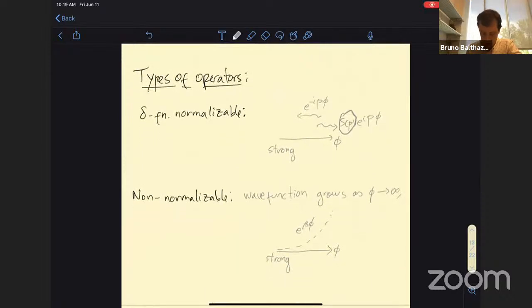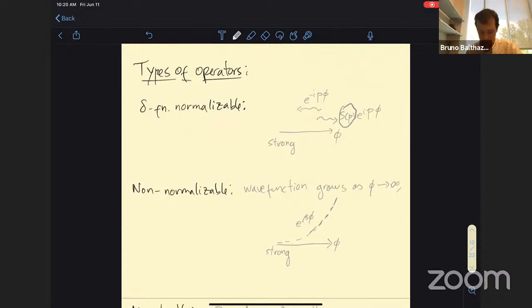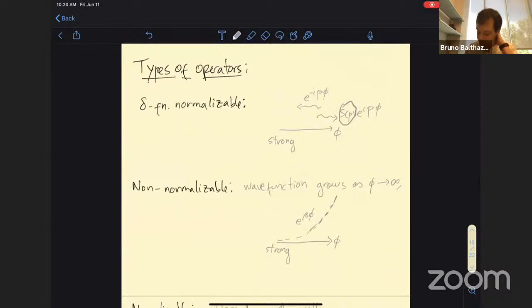Another type of operator you can look at are non-normalizable operators, which essentially grow in the weak coupling region. So they're growing exponentially here. And you can think of these as, for example, analytically continuing the delta function normalizable in P. So for generic values of imaginary P, you're going to get two solutions, one that grows exponentially and one that decays exponentially. And the leading behavior comes from the exponentially growing one. And this gives a non-normalizable operator.